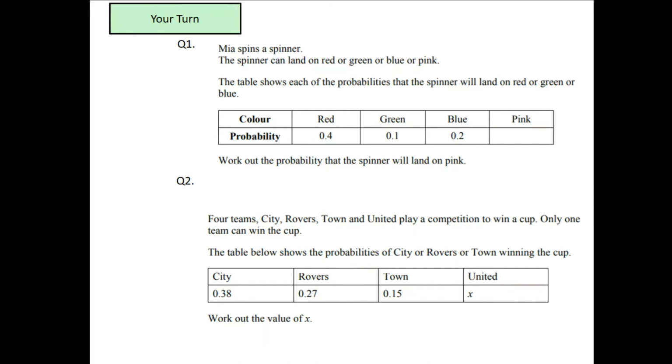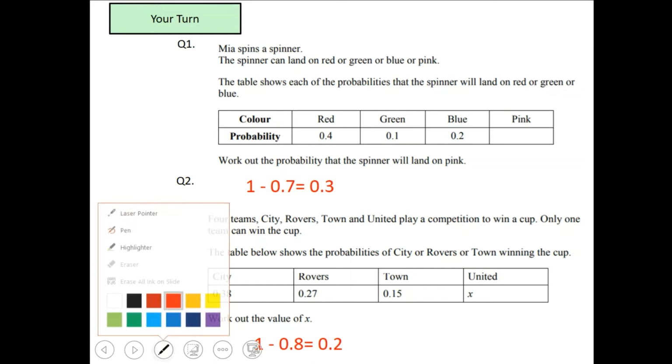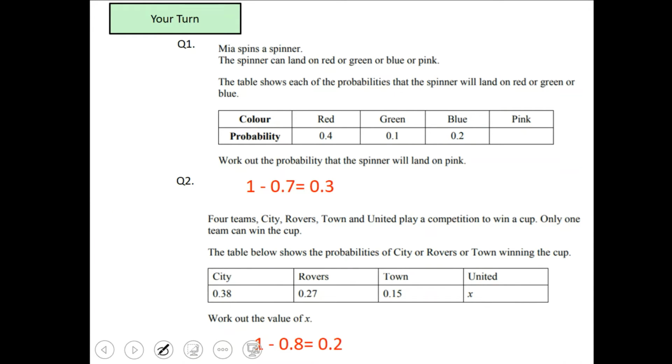Okay, the answers that you should have got are as follows. So all you had to do was total these three up. 0.4 plus 0.1 plus 0.2, you get 0.7. 1 minus 0.7, you end up with 0.3. So the probability that the spinner will land on pink is 0.3.